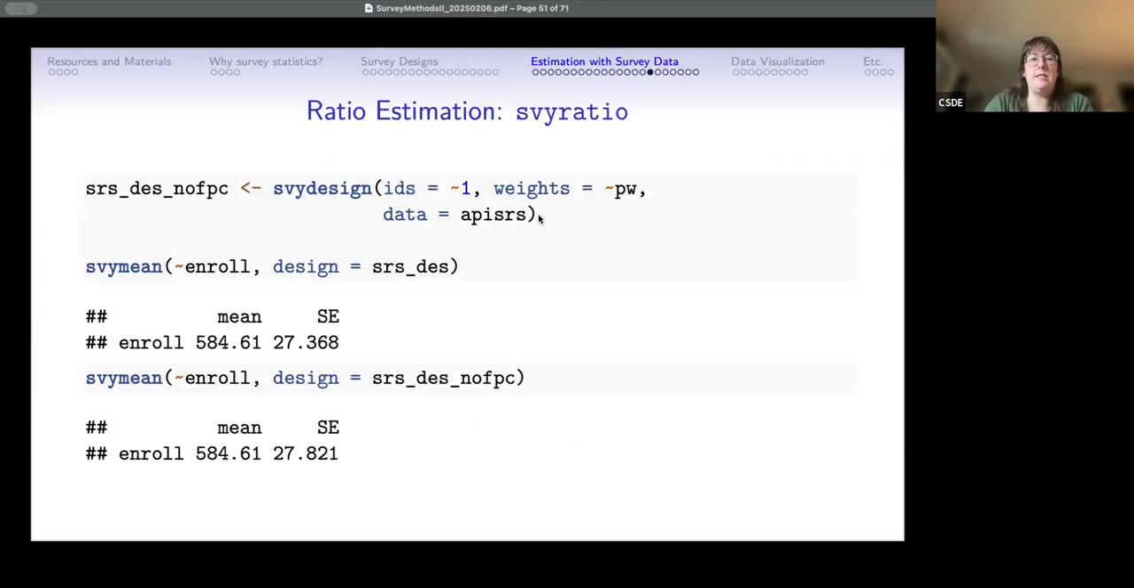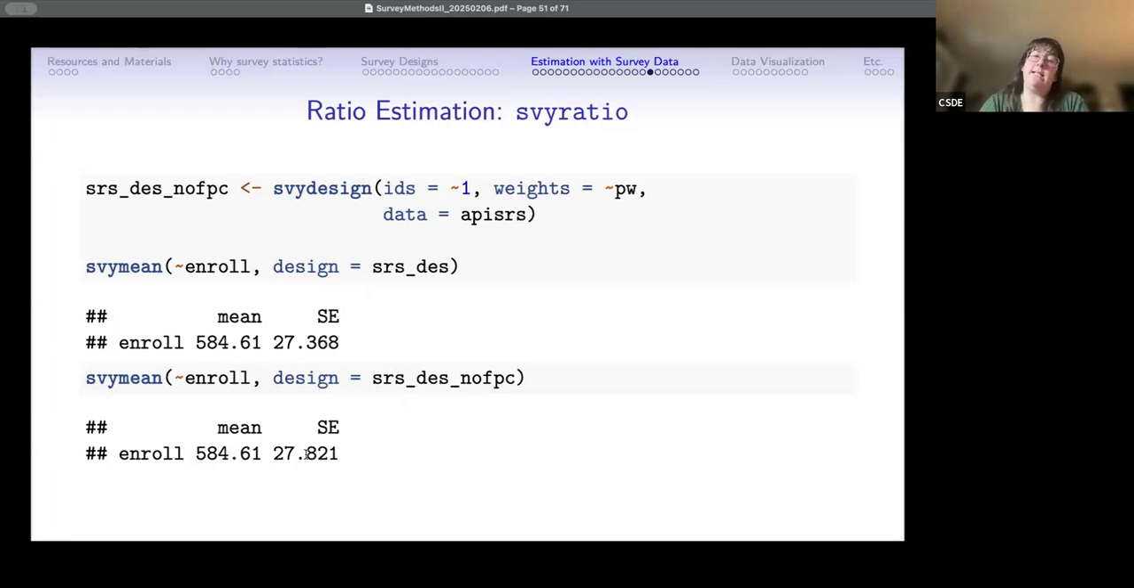So here is an example. We're going to go back to the survey mean, and we're going to estimate mean enrollment just for the simple random sample. But we're going to create a new survey design where we don't specify what the finite population correction is. So we're going to put ourselves in that situation where we don't know what big N is for the population. I'm going to remind you what the survey mean output is for the SRS design, where we do specify the finite population correction, and then where we don't. The point estimates are exactly the same. Okay.